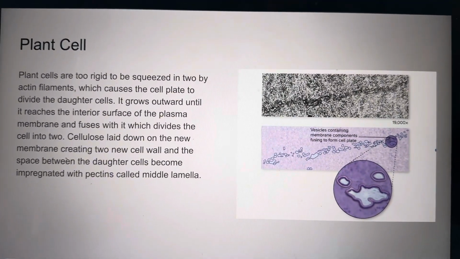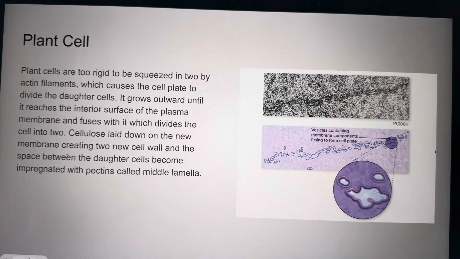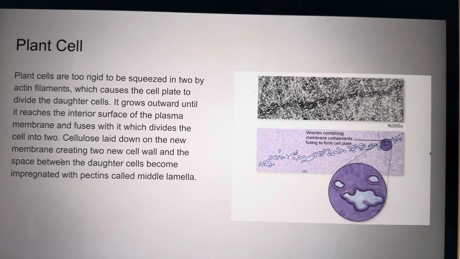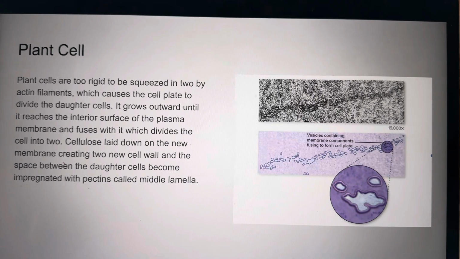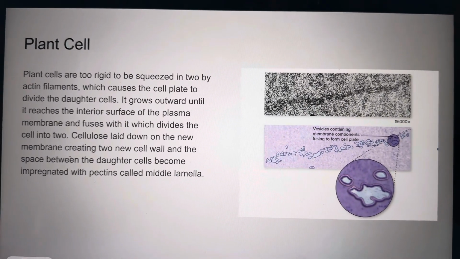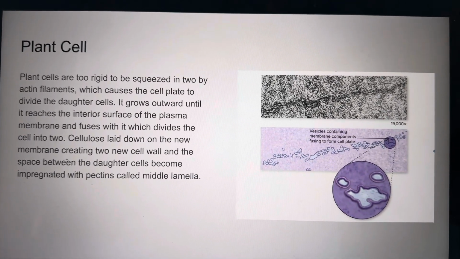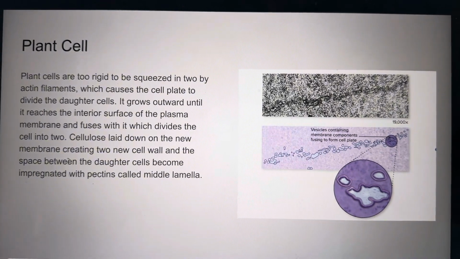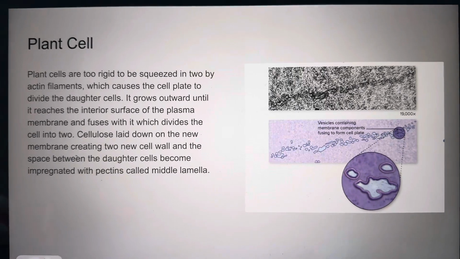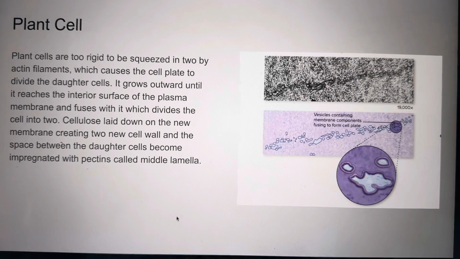Plant cell. Plant cells are too rigid to be squeezed by actin filaments, which causes a cell plate to divide the daughter cells. It grows outward until it reaches the interior surface of the plasma membrane and fuses with it, which divides the cell into two. Cellulose is laid down on the new membrane, creating two new cell walls, and the space between the daughter cells becomes impregnated with pectins called the middle lamella. And this is an example of a plant cell.